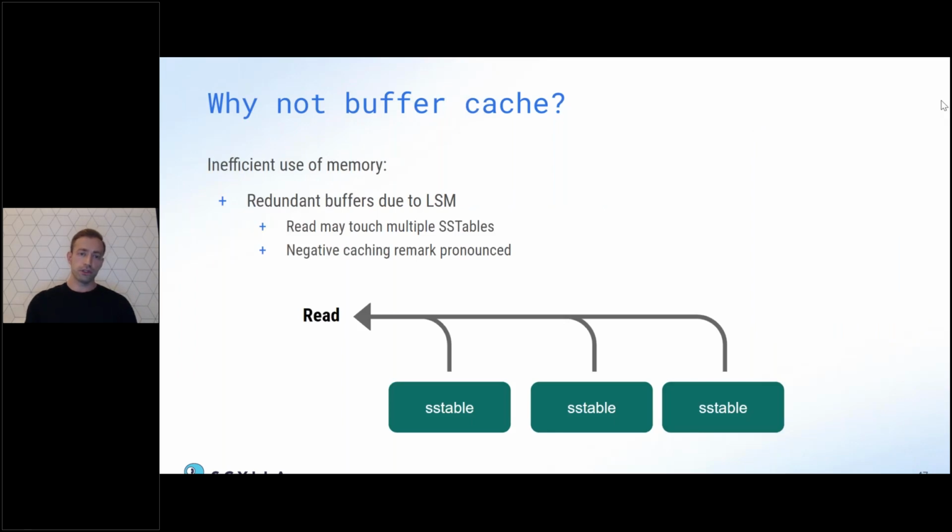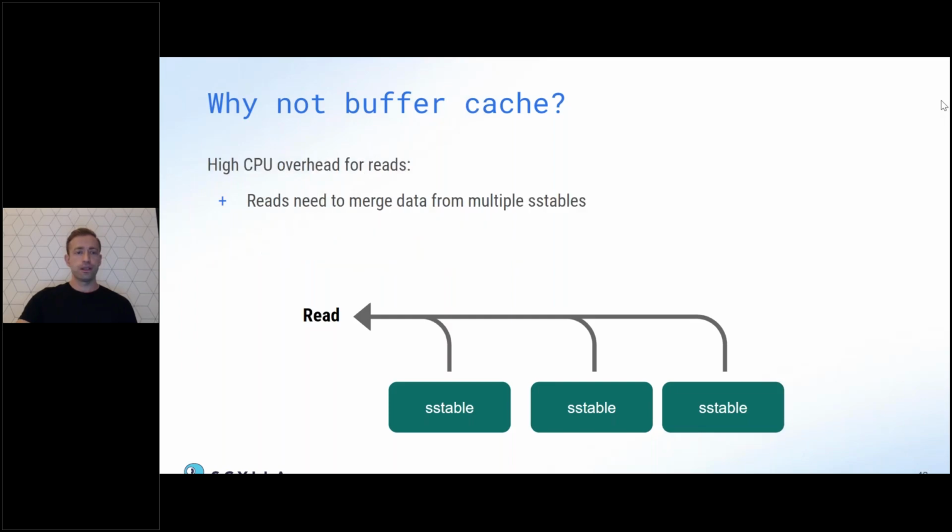Another source of inefficiency in this approach is that since the read needs to possibly touch multiple SS tables to fetch the row, we would have to cache multiple buffers in order to cache a single row, which leads to inefficient use of memory. And the same thing also impacts CPU overhead. If we have to touch multiple buffers every time we read, we have to spend CPU time on merging data from those buffers.